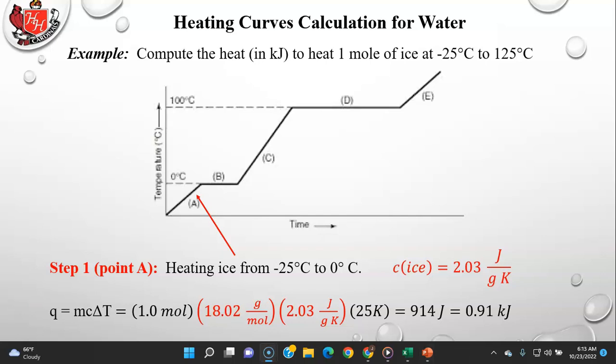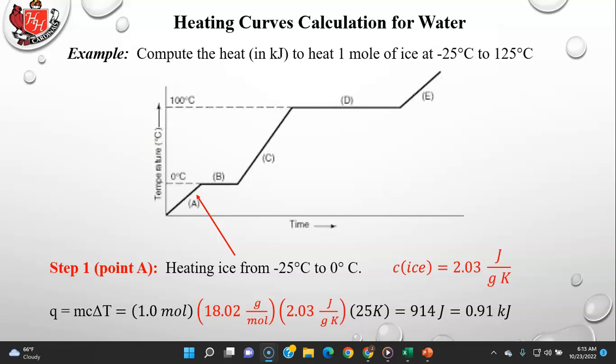Okay, so here's the formula. Q equals mc delta T. We're given 1 mole of water, so we have to convert that into a number of grams. Using the molar mass for water, 1 mole of water is 18.02 grams per mole, so it's 18.02 grams. So we have 1 mole times 18.02 grams per mole. Now we multiply by C, the specific heat for ice, and then the temperature change is positive 25 degrees.